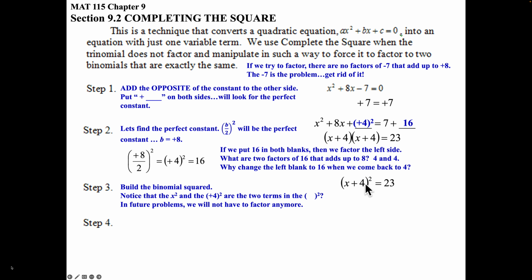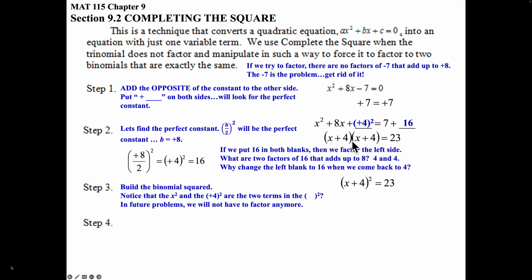Oh, wait a minute. This looks like section 9.1 problems. Oh my gosh. I went from 2 x terms to 1 x term, and that wasn't very hard to do. Get rid of the constant, add it over to the other side, or subtract it if it was a positive. Take half of a +8, that's a +4, square it. Okay, +4 squared here, 16 here, 7 plus 16 is 23. This becomes my binomial squared.